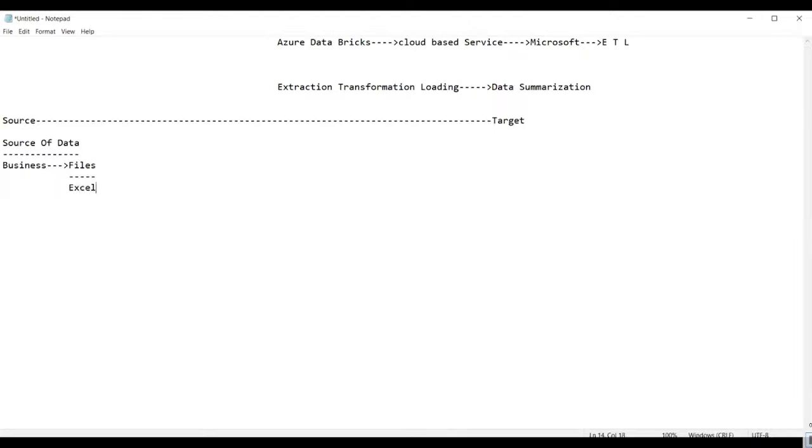Excel files, and we can have CSV files, which stands for comma separated value files. And you have JSON files. JSON stands for JavaScript Object Notation files. And then afterwards, you have Excel files, CSV files, JSON files, and you have the Parquet files.